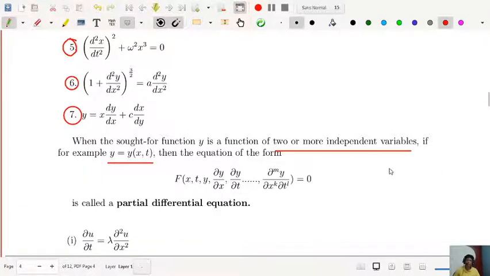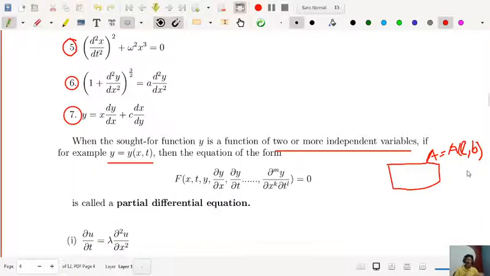Suppose you are talking about a rectangle. The area of the rectangle depends on the length and breadth. So area is a function of length and breadth. This is how it depends on multiple independent variables, more than one.